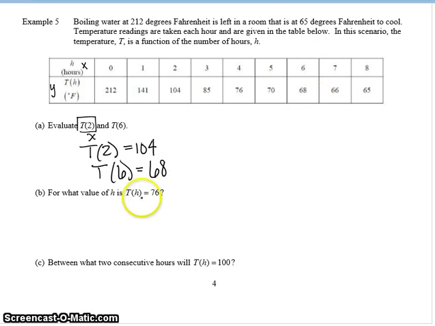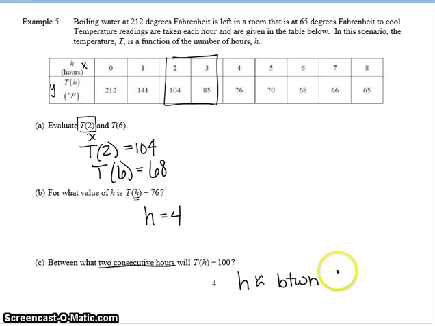Okay, now this one's working backwards. It's saying find your H, which is like your x, your independent. For what value of H do you have 76? Well, look in your chart. At 76, you're at 4 hours, so H is 4. Okay, pretty easy, pretty straightforward. Between what 2 consecutive hours will it equal 100? Okay, well, it's between 100 right here, so H has to be approximately between 2 and 3 hours. Okay, again, pretty straightforward.